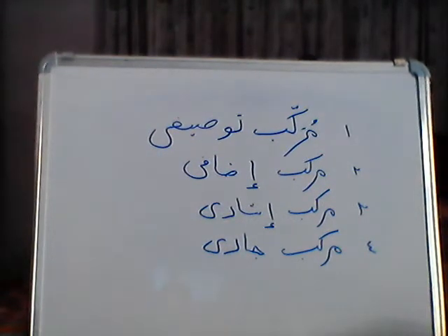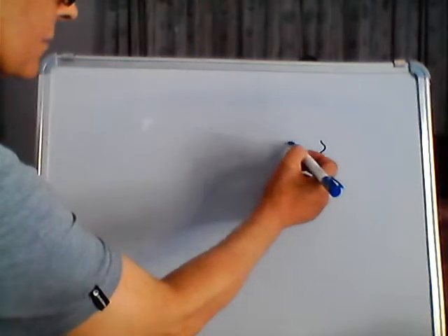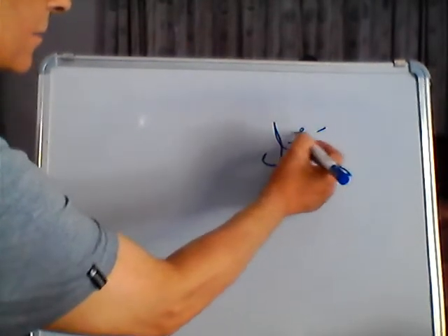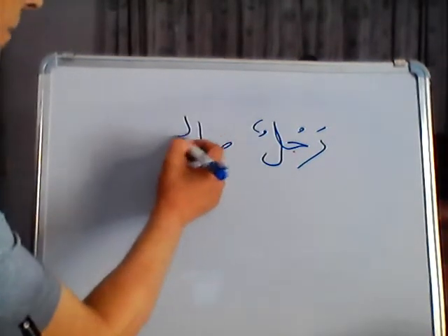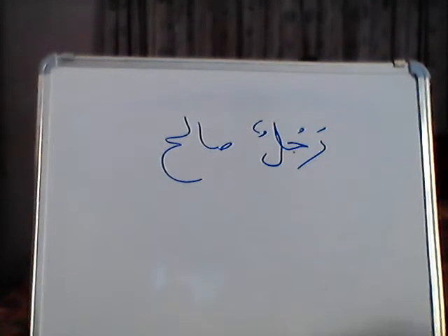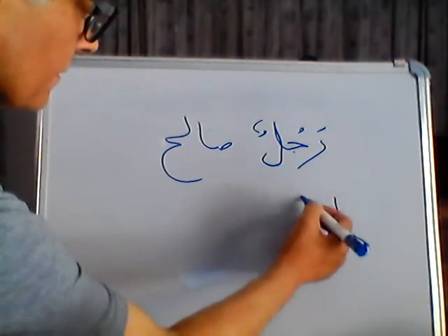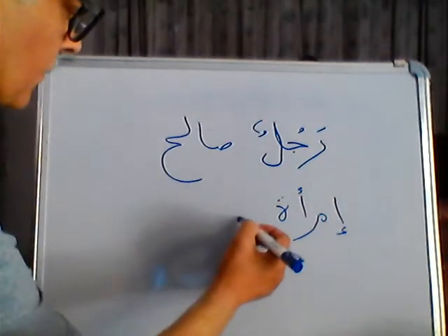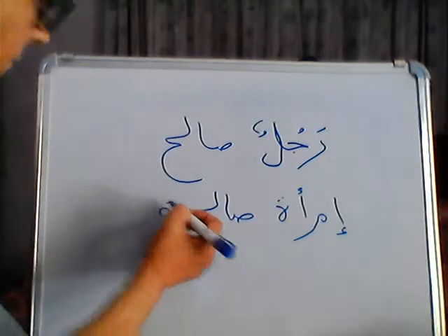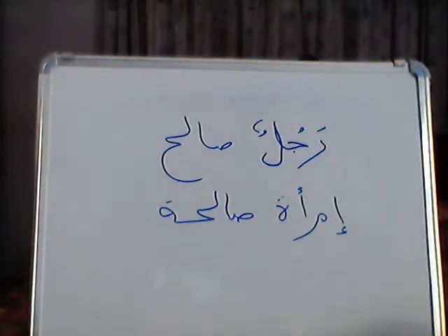We'll take up each of these kinds separately in detail. So first we'll take up Murakkab Tawsifi. Murakkab Tawsifi is an adjectival phrase like Rajulun Salihun, which means a good man, or Imra'atun Salihatun. A good man, a good woman.